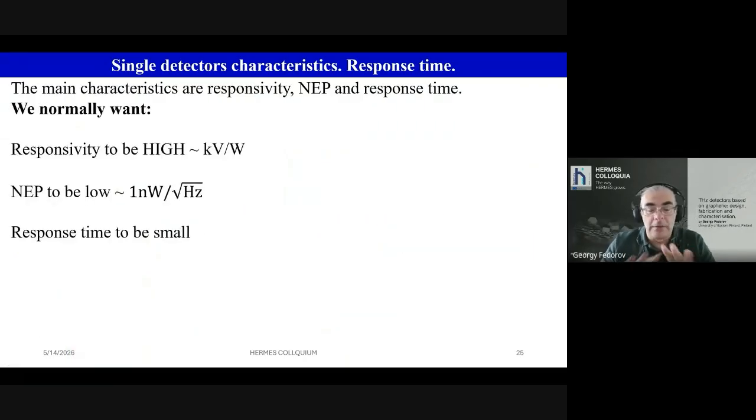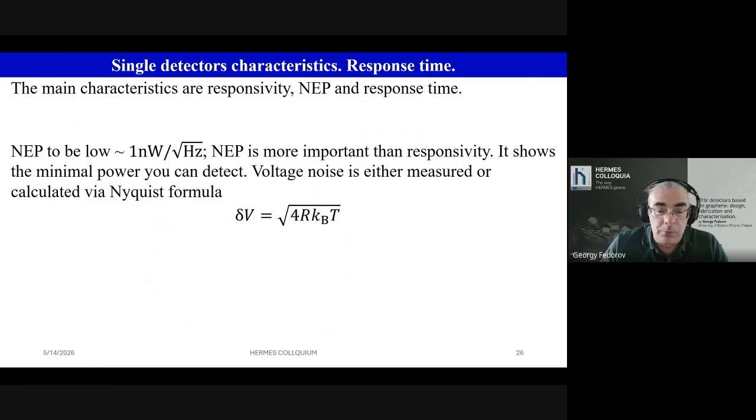Okay, so these are the three parameters we care about. Responsivity, we want it to be high to measure weak signals. More importantly, we want NEP to be low, and we want this response time to be small. Again, most important for sensitivity is the noise equivalent power. Commercial terahertz detectors have noise equivalent power of about 1 nanowatt per root hertz, whatever it means. We understand that it's about a nanowatt of power that we can detect.